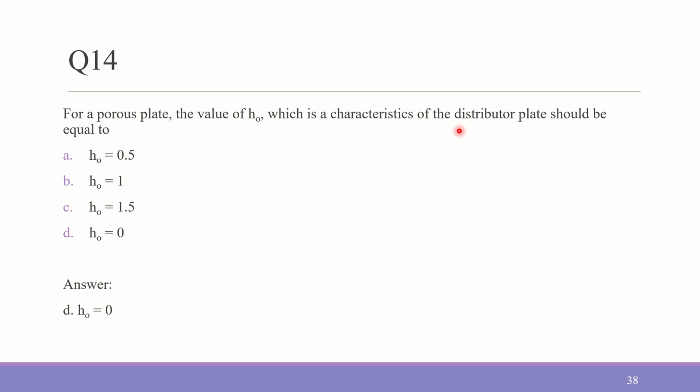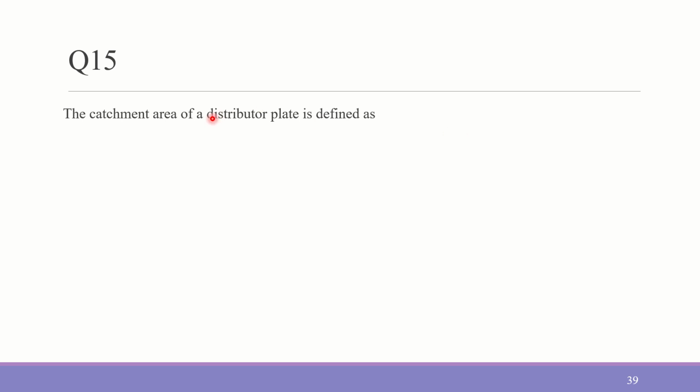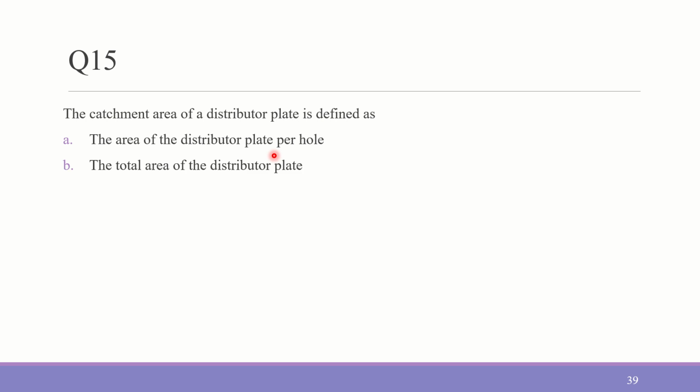Question 15 is: catchment area of a distributor plate is defined as dash. Option A, area of the distributor plate per hole. Option B, total area of the distributor plate. Option C, half area of the distributor plate. Option D, all the above.